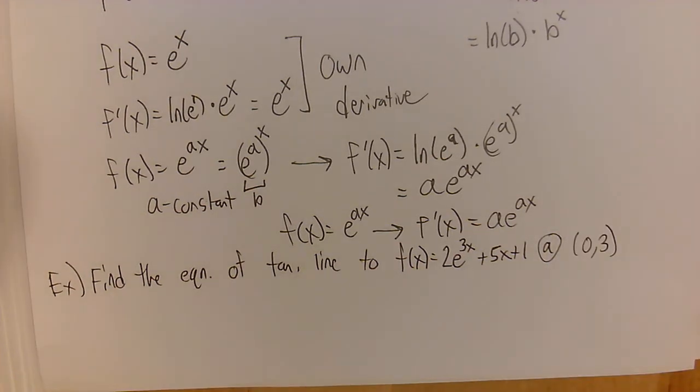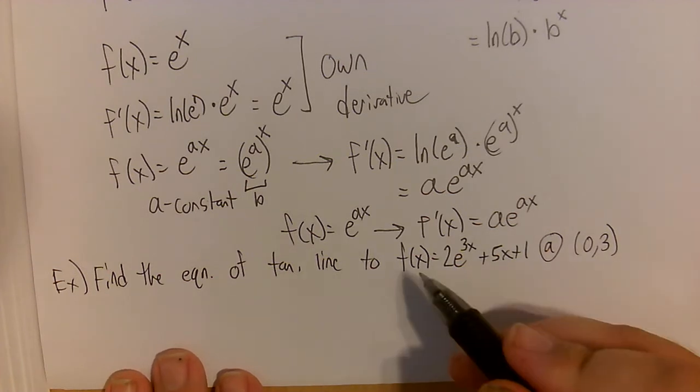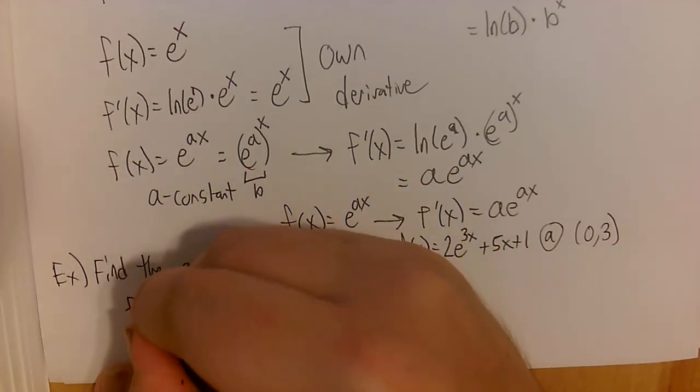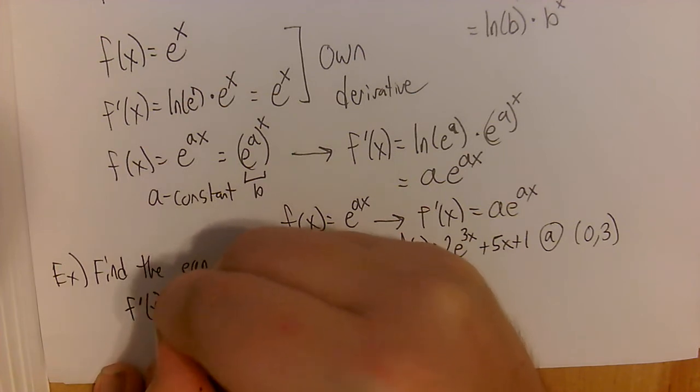So remember, one of the ways that we imagined a derivative is as the slope of the tangent line. So we can use derivatives to help us find out what the equation of the tangent line is going to be. All right, so let's go ahead and find our derivative, because that will give us the slope of our tangent line. So f prime of x.